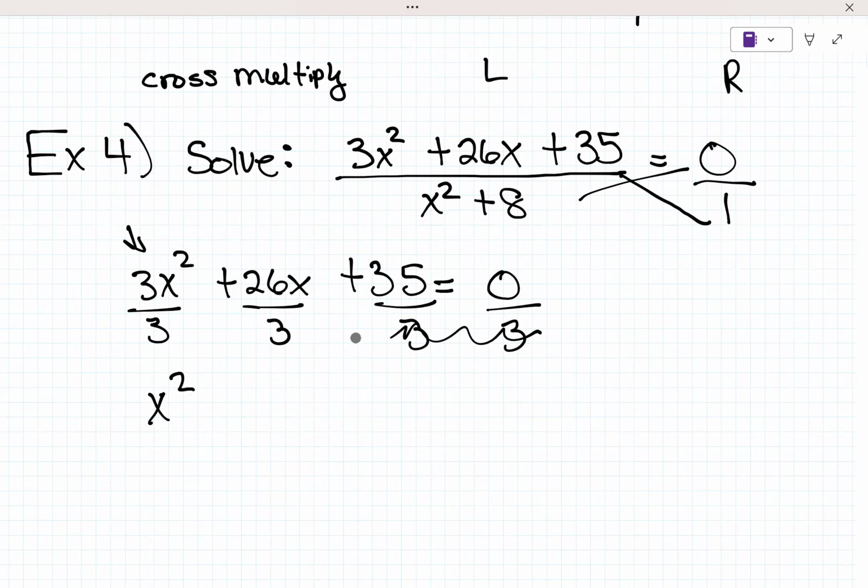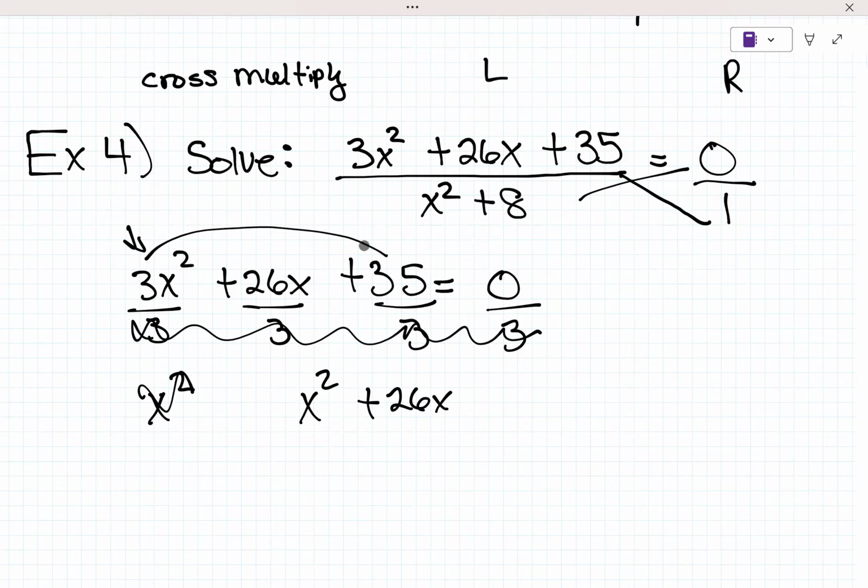So forget about that. We just have to continue bottoms up. So I'm going to do bottoms up. It's going to be written as x squared plus 26x. And I'm going to multiply 3 by 35, which is 105.